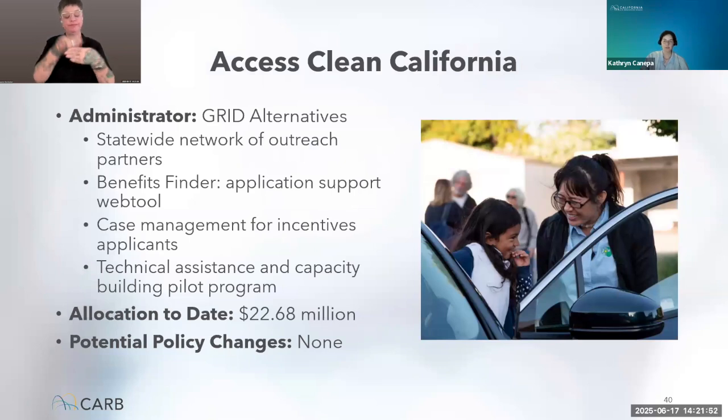Access Clean California helps to streamline access and coordinate outreach for clean transportation incentives in priority communities, with the goal to spread the word about CARB's vehicle purchase incentives to those who need them the most. About $22 million has been allocated to date. Grid Alternatives, the program administrator, organizes a statewide network of 31 outreach partners and counting, an application support web tool called the Benefits Finder, a case management team that helps individuals get their incentive applications in, and a technical assistance and capacity building pilot program dedicated to bringing more nonprofit and community-based organizations into the fold to support communities in learning about and receiving clean transportation incentives.